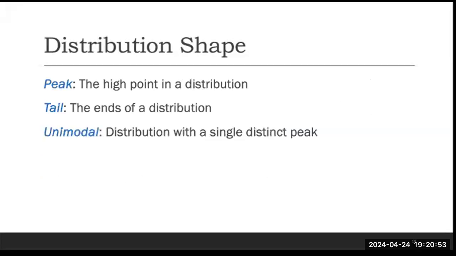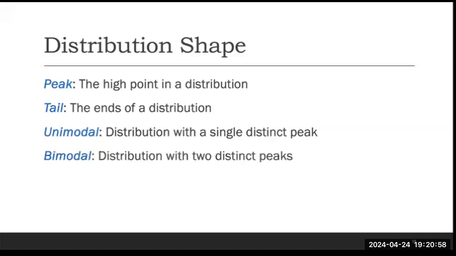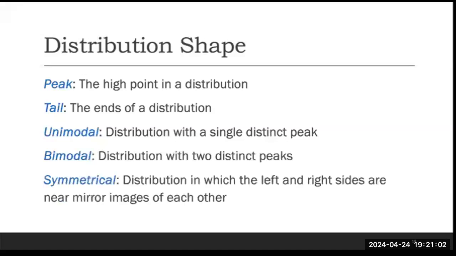Unimodal is what we call a distribution with only one mode, meaning one top score. And bimodal means it has two distinct peaks. And the other part we look at is symmetry. How symmetrical is this graph? If it's symmetrical, then the distribution on the left and right sides are almost mirror images. They don't have to be exactly mirror images, but very close to being mirror images.